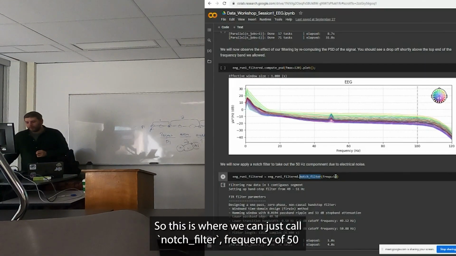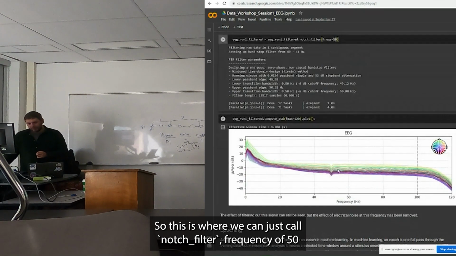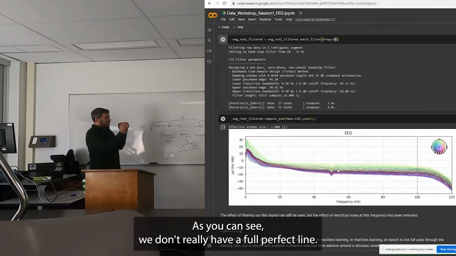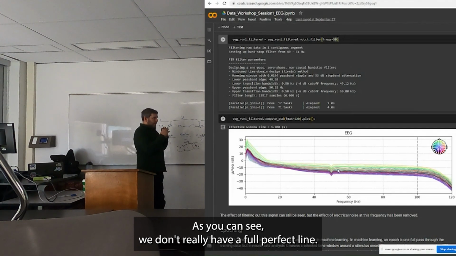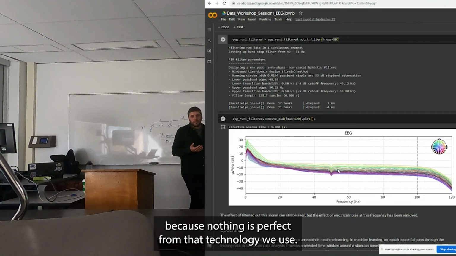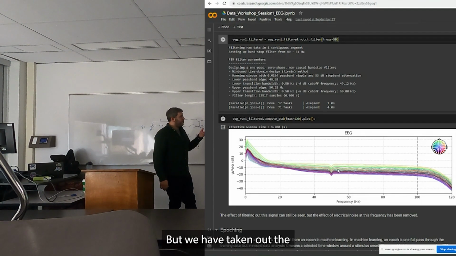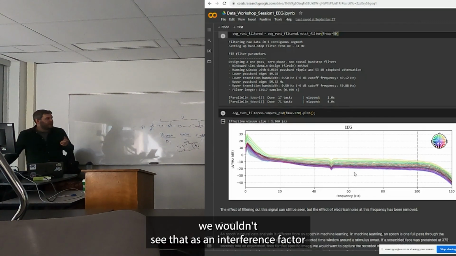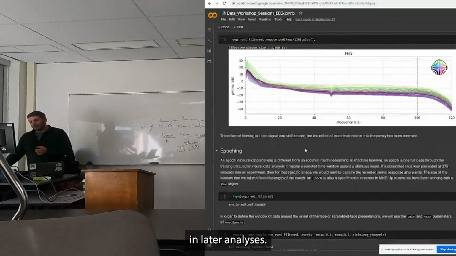So what we can do is just call notch filter, frequency at 50, and it will remove it. As you can see, you don't really have a full perfect line as well. There is an effect of applying the notch filter because nothing is perfect with the technologies that we use, but we have taken out the effective electrical noise. So we wouldn't see that as an interfering factor in later analysis.